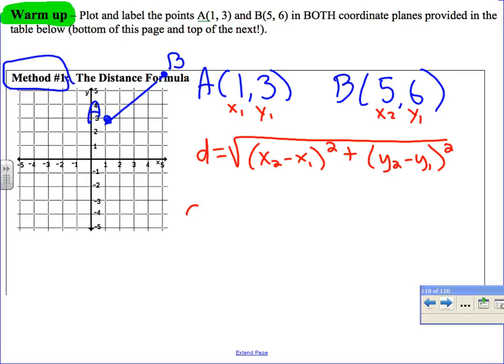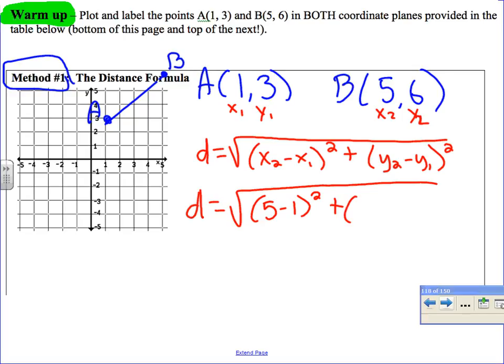Okay, let's plug in what we have. So x2 is 5, x1 is 1. So we have 5 minus 1 squared plus y, whoops, if I could write a 2 here. Sorry, guys, I just realized that. I don't know. It's Monday for me, too, I guess. This should have been x2, y2, my fault. I wrote a 1 by accident. Thanks, Drew. y2 minus y1, 6 minus 3 squared. So make sure one of the ordered pairs is x1, y1. The other one is x2, y2.